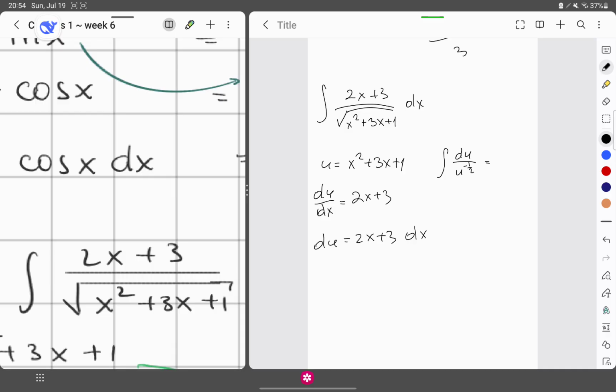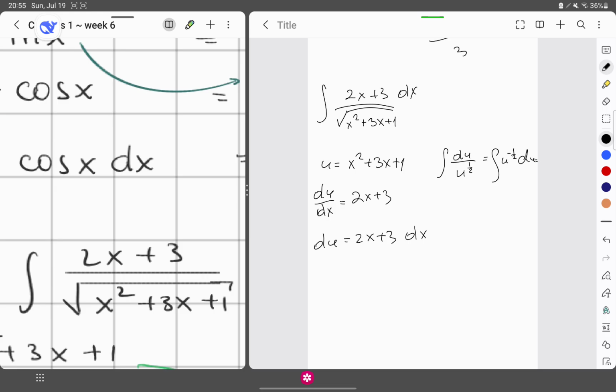Okay, no worries, I get it. 2x plus 3 dx equals du. And x squared plus 3x plus 1 equals u, so the square root of it is u to the power of 1 over 2. So the integral becomes u to the power of negative 1 over 2 du.